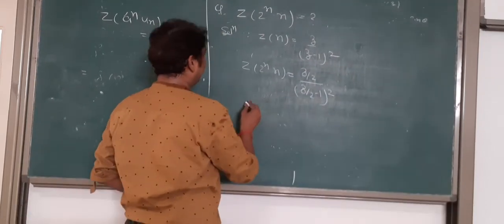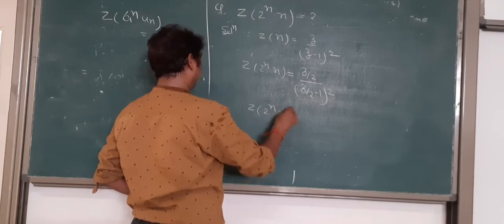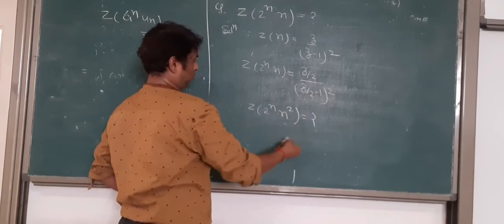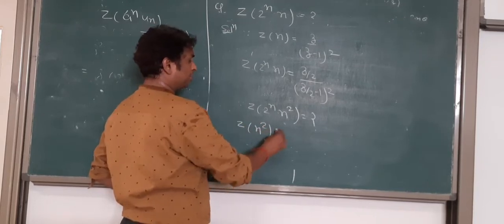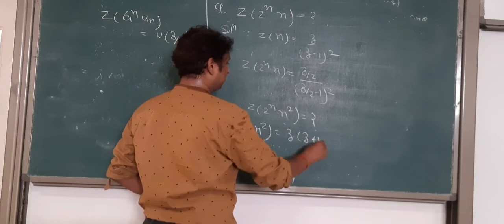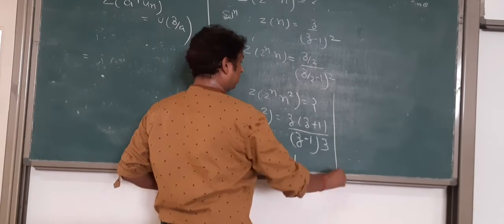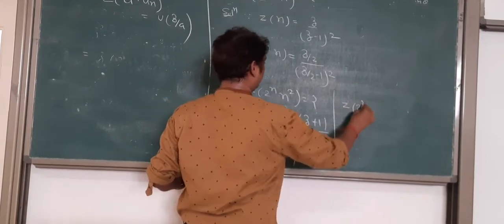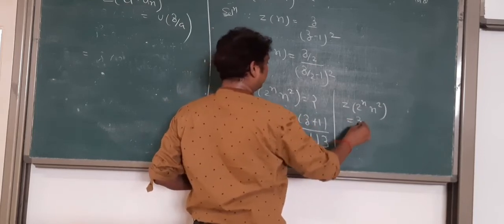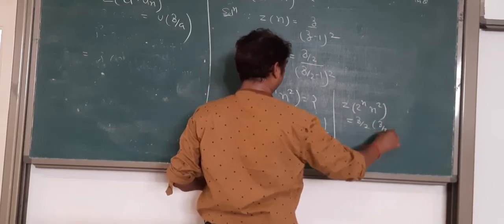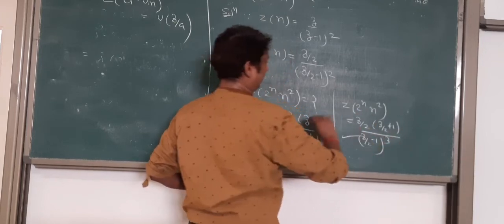Similarly, if someone asks what is z of 2 to the power n times n square, hope you can calculate it easily, because you know z of n square is z plus 1 upon z minus 1 whole cube. So what is z of 2 to the power n times n square? Simply replace z by z by 2, and then simplify. That's all.